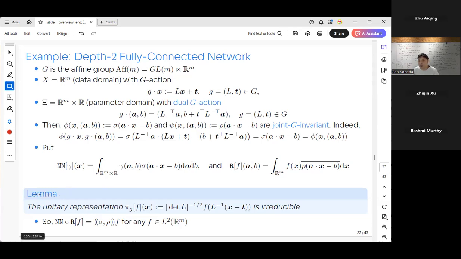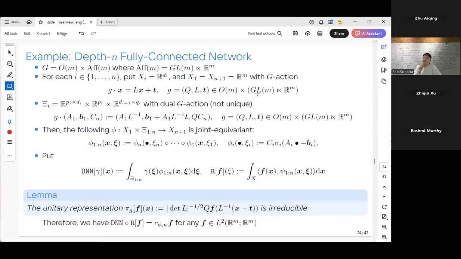And here is an important lemma. It is a known result that the unitary representation of the affine group defined by a regular group action on function f is irreducible. So the infinite-dimensional representation of the affine group on L2 space is known to be irreducible. This is a known fact. So according to the general result, the neural network operator applied to R reproduces the original function. Okay, that's the first example.